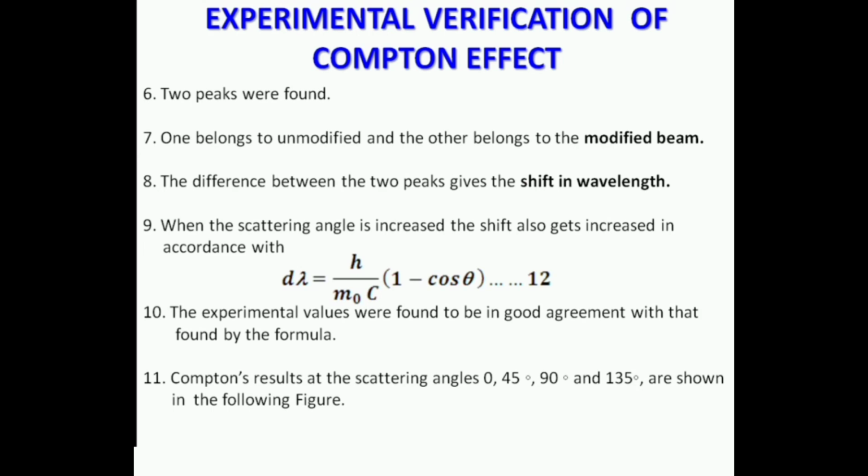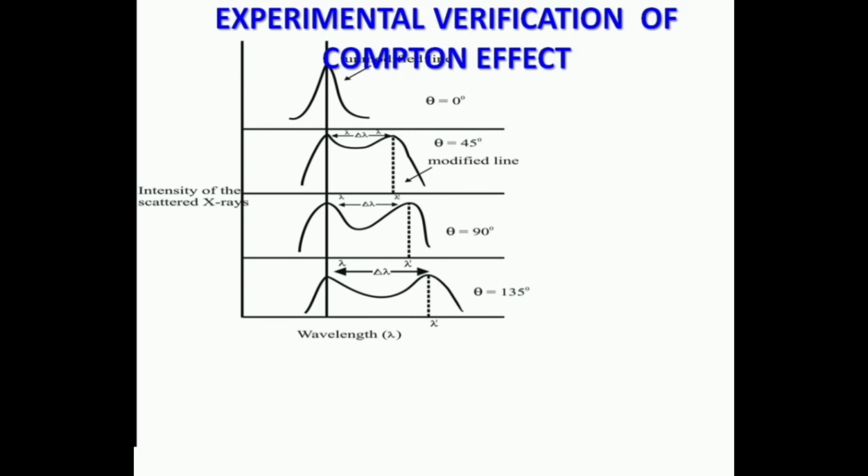Compton's result at the scattering angles 0, 45 degrees, 90 degrees and 135 degrees is shown in the following figure. As you can see, these are the four graphs for θ = 0, θ = 45, θ = 90 degrees, and θ = 135 degrees. The graph is between the intensity of scattered X-rays and the wavelength. There are two peaks, one for the modified beam and another for the unmodified beam, and the difference between them is what we have called the wavelength shift.